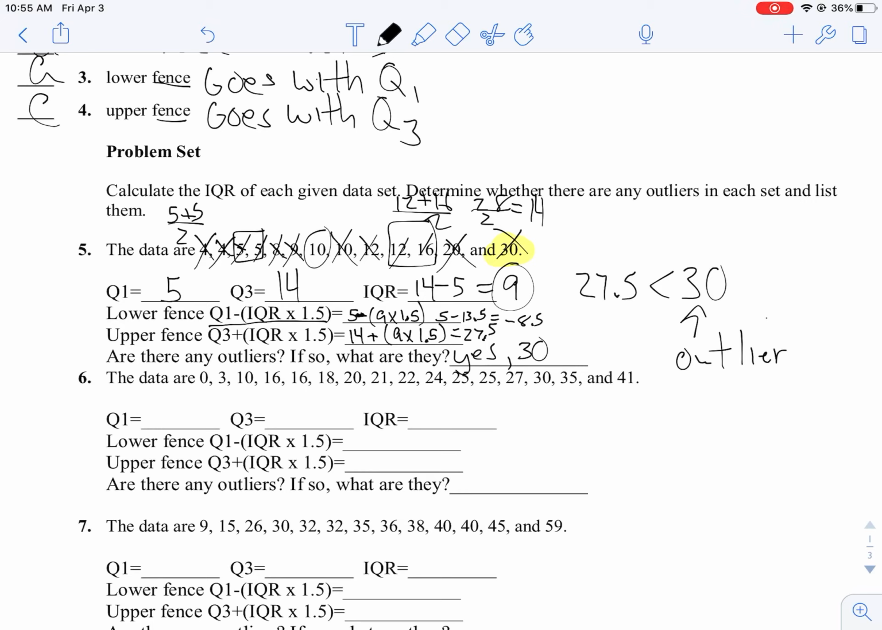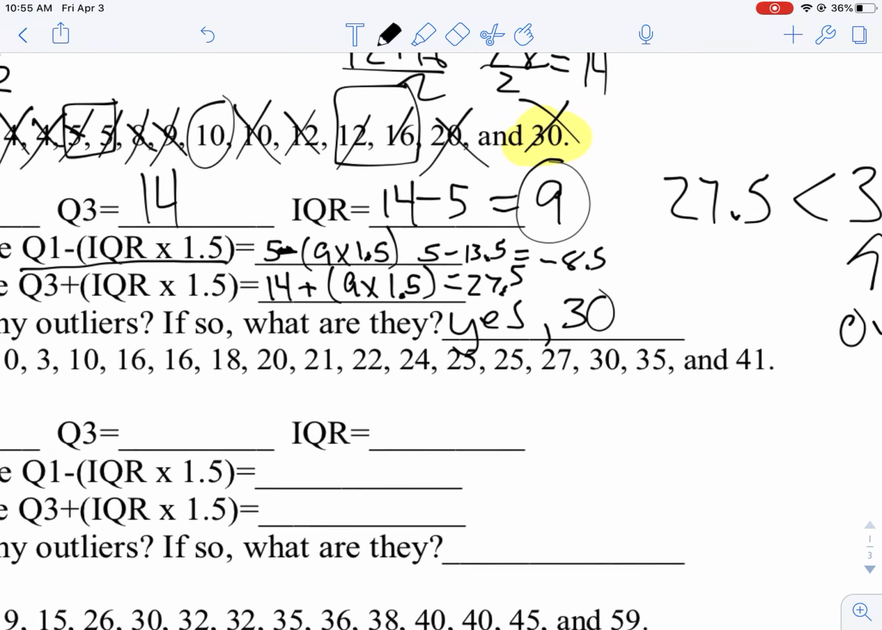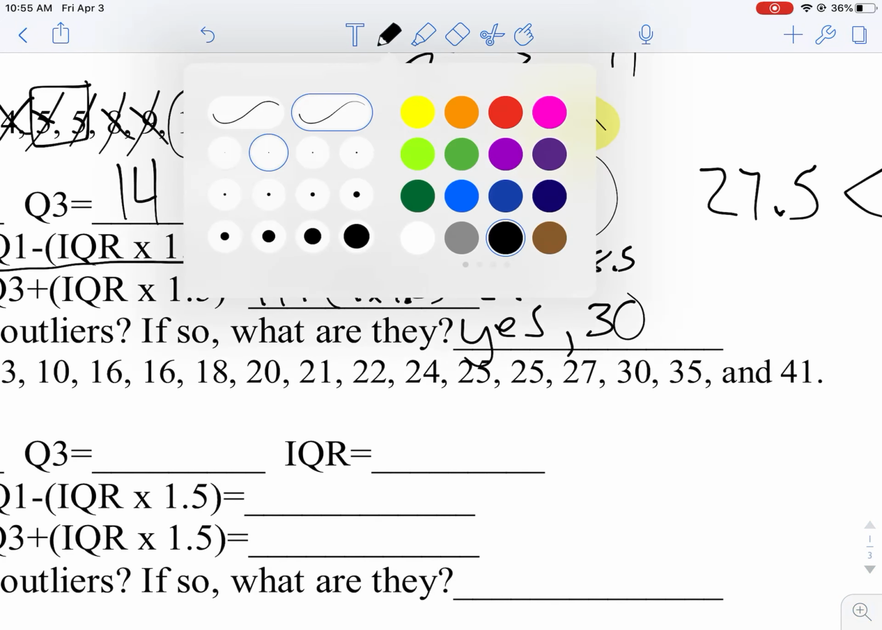Okay? So, like I said, you can have one outlier, you can have two. We'll see what happens. Let's take a look at number 7. Or actually, no, we can look at number 6. Number 6 has a pretty big data spread, so let's take a look at it.